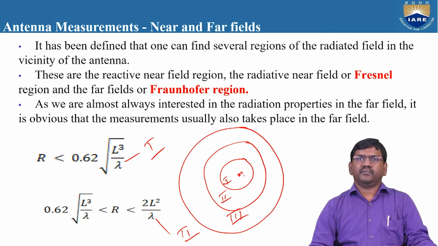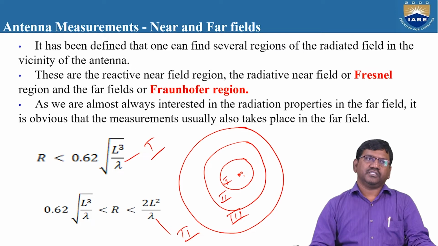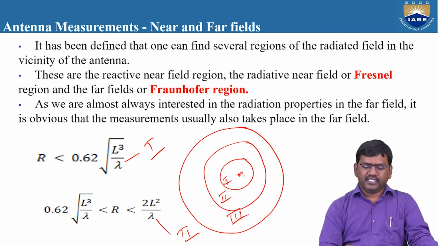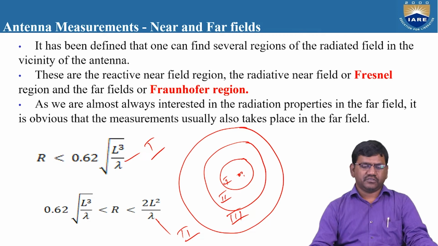The electric and magnetic field components are also formed, but not orthogonal to each other. That means the electric field and magnetic field components are formed, but are not orthogonal to each other. So this is the condition for the radiative reactive zone.